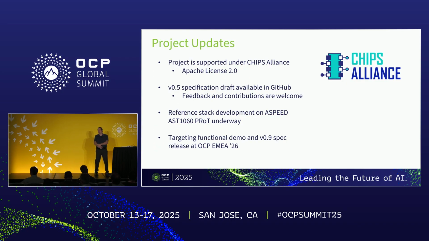So some project updates since we first announced this back in April. We are now officially supported as a project under the CHIPS Alliance. In fact, that just happened last week, when we were voted in by the CHIPS Alliance board, with everything licensed under Apache 2.0. Our spec is in a 0.5 draft form at this point, available on GitHub. We do have some more work to do before the end of the year to get it fully to a 0.5 level, so we do welcome feedback and contributions at this point, to make sure it's as complete as it can be.